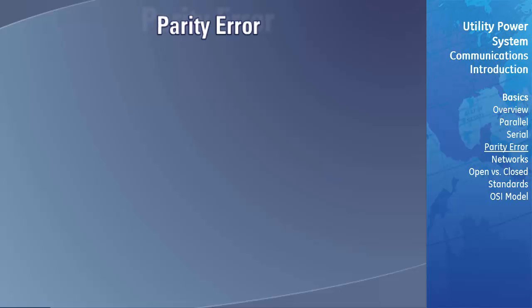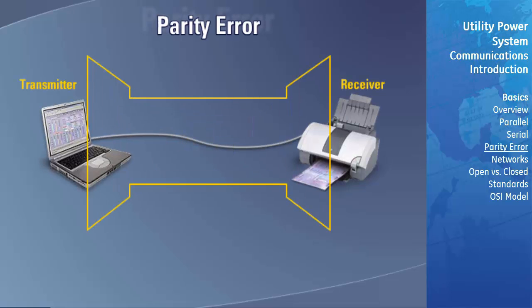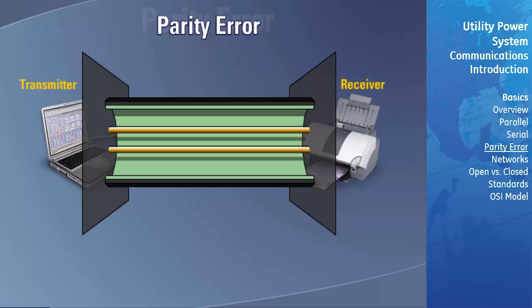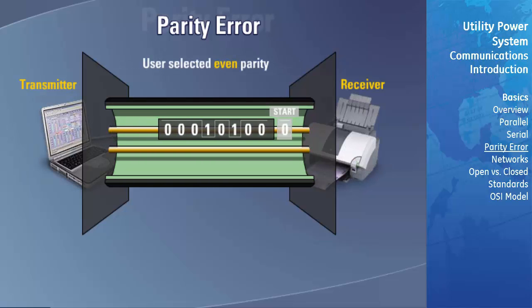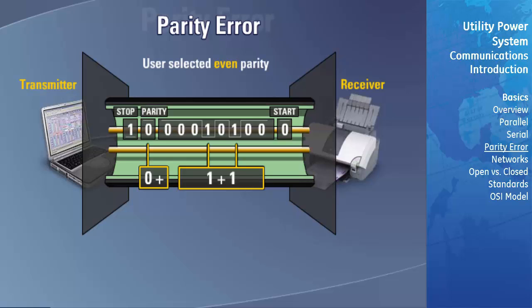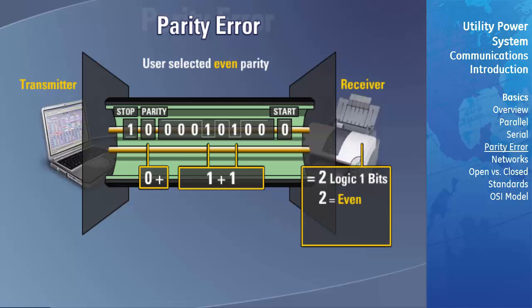Errors inevitably occur in the transfer of data due to such things as noise and timing errors. Parity error checking is a very simple form of error detection. Let's look at an example where the user has selected even parity. Because the character A has 2 logic 1 bits, the parity bit will be set to logic 0. When the receiver totals the logic 1 bits and the parity bit, it will get an even number. The receiver then recognizes the character was transmitted correctly.